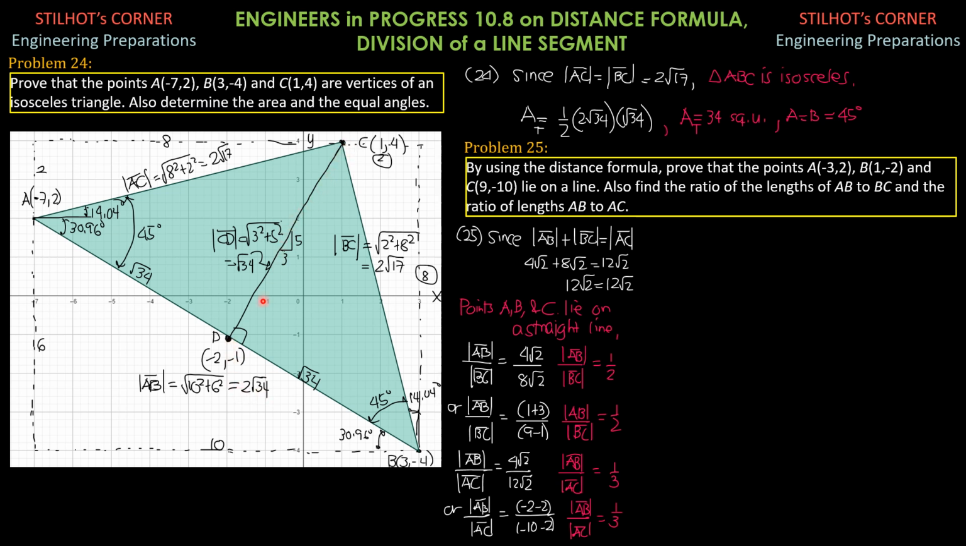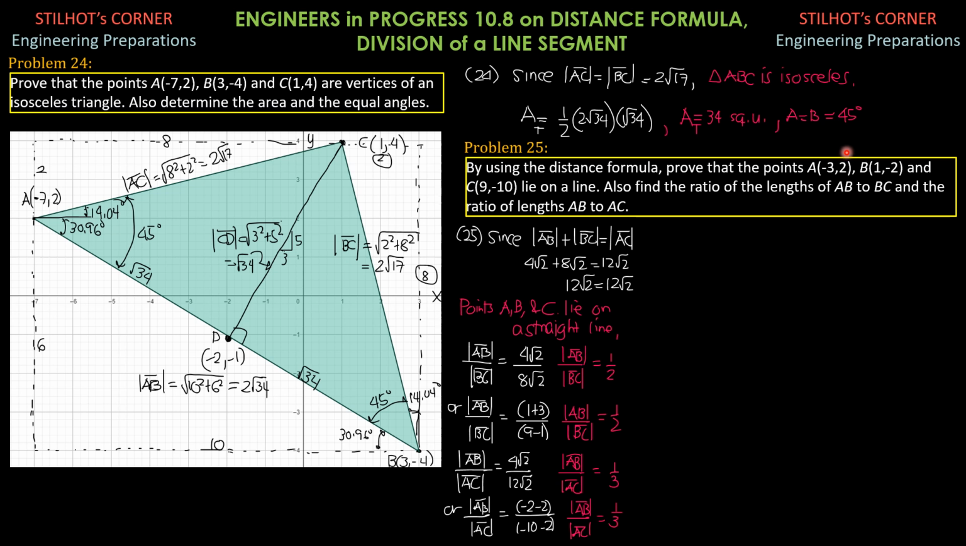Then the length of CD is square root of 1 minus negative 2, so that's why we have 3 squared, plus 4 minus negative 1, which is 5, so plus 5 squared. And it is equal to square root of 34. So the area of triangle ABC, by another calculation, is 1/2 base times height. So 1/2 of 2 square root of 34 times height, square root of 34. That's why it is 34 square units.